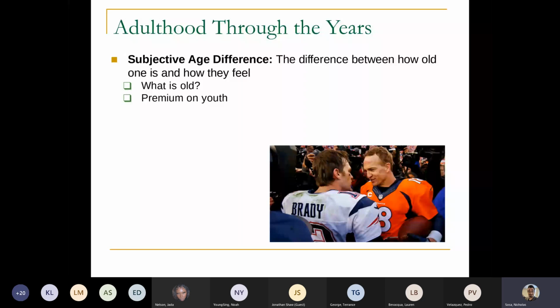And we do have these benchmarks in psychology, but if you're looking for very precise cutoffs for these kinds of things, you're not really going to find it here. We have very broad age ranges. But with that said, let me take you through adulthood throughout the years.